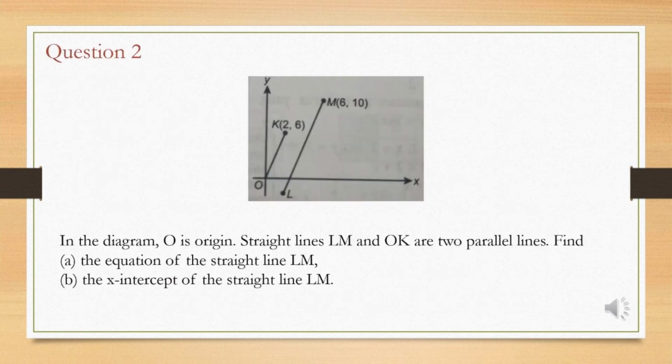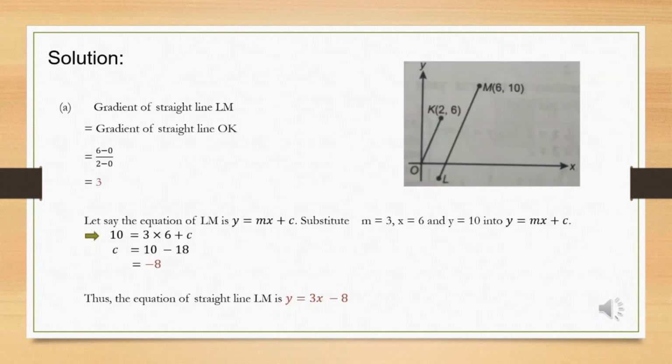Let's move on to question 2. In the diagram, O is origin. Straight lines LN and OK are two parallel lines. Find A. The equation of the straight line LN. B. The x-intercept of the straight line LN. For part A, we first find out the gradient of straight line LN, which is same to the gradient of straight line OK because they are parallel to each other.